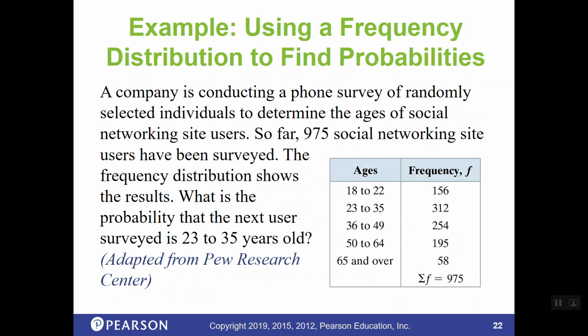Next, using a frequency distribution to find probabilities. So a company is conducting a phone survey of randomly selected individuals to determine the ages of social networking site users. So far, 975 social networking site users have been surveyed. The frequency distribution shows the results. What is the probability that the next user surveyed is 23 to 35 years old? Adapted from Pew Research Center. Okay, so we have the ages here, frequency, the sum of the frequencies, which is the sample size, is given.